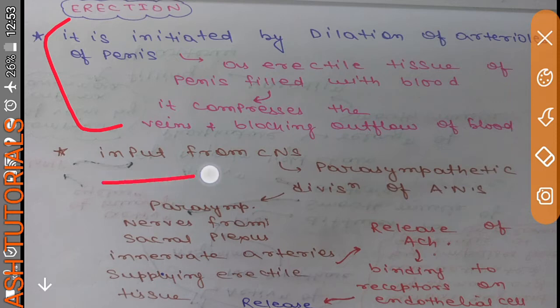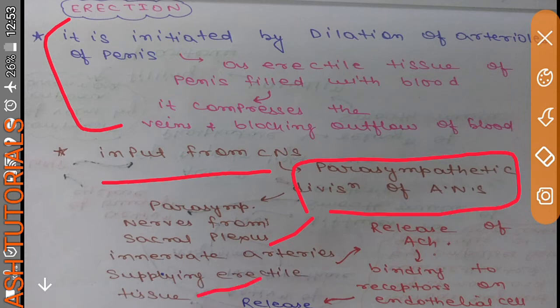So first, input from the CNS will come, and it will stimulate the parasympathetic division of the autonomic nervous system. These parasympathetic nerves, basically from the sacral plexus, innervate the arteries supplying the erectile tissue, as we have discussed, the dilation of arterioles present in the erectile tissue. On stimulation of this parasympathetic nerve, they will discharge acetylcholine, and in some cases also vasoactive intestinal polypeptide, which I have not mentioned here.